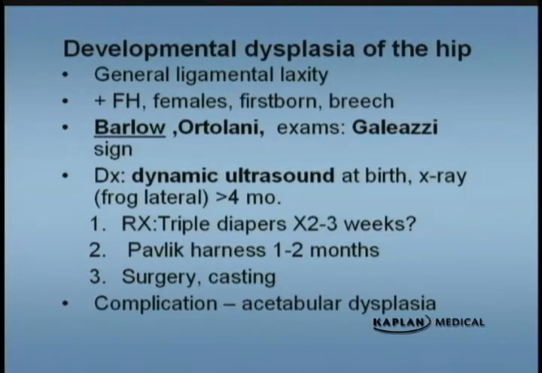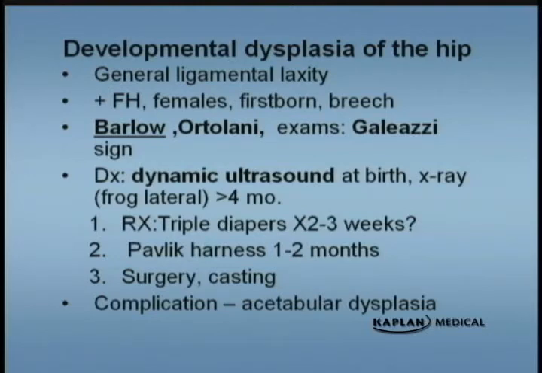Also the Galeazzi sign. The Galeazzi sign shows that when you are examining the legs, because of the dislocation, when you look at the knees on a plane, one knee will be lower than the other because of this dislocated leg or hip. The best test in the newborn, if you have a click or a clunk, is to do an ultrasound. A dynamic ultrasound shows that you are dislocating and relocating the femoral head into the acetabulum. If the child is older than 4 months of age, you can do what are known as frog lateral films. Typically, they'll present you a newborn with a click or clunk. Get the ultrasound.